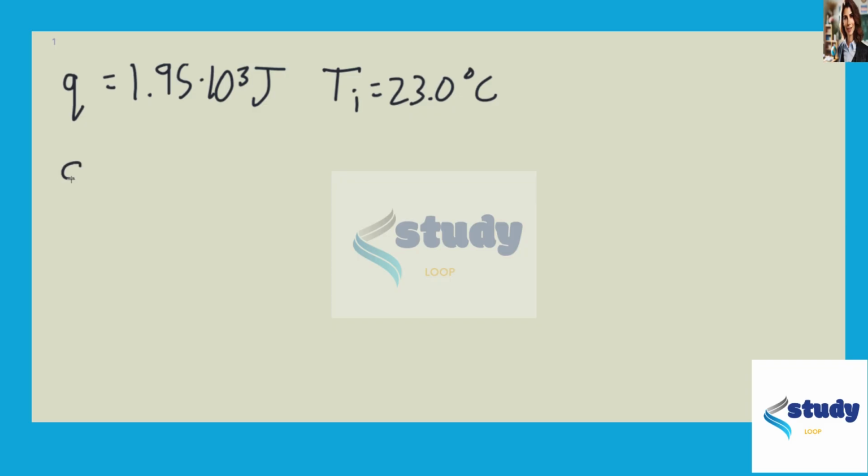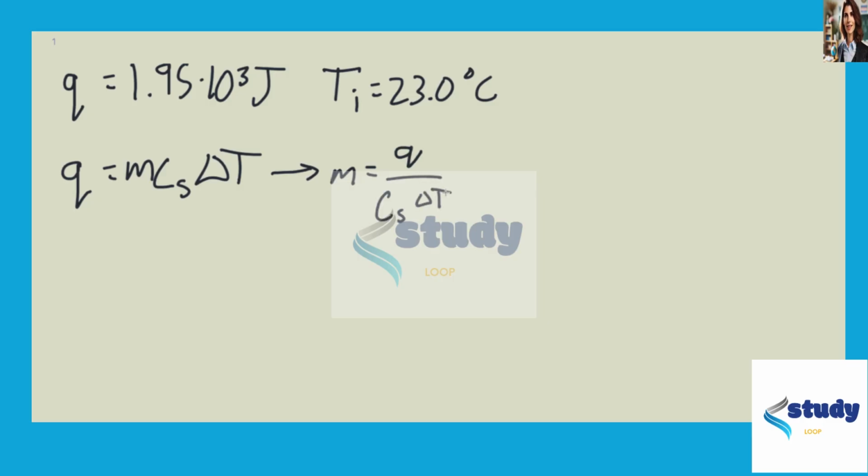And so the first thing we can do is take our equation for heat, Q equals m, the mass, times Cs, the specific heat, times delta T, and rearrange this to solve for m. And so we get m equals Q over Cs delta T. And so now that we have this, we can begin to solve this problem.